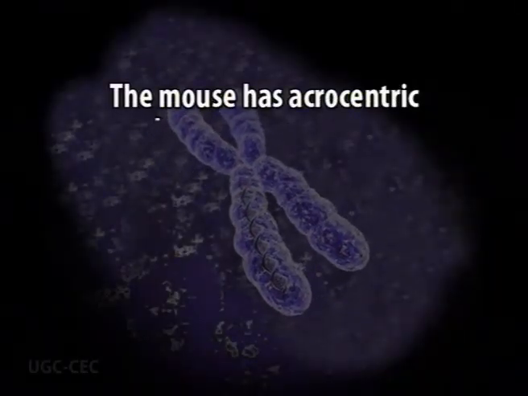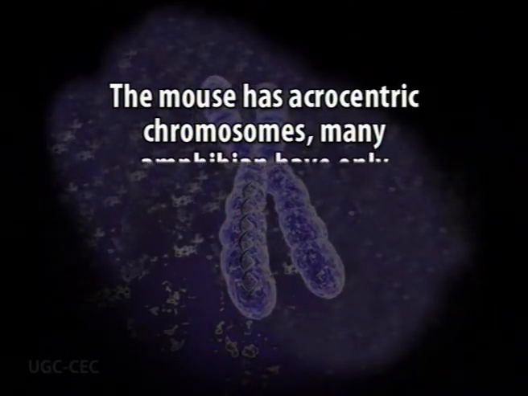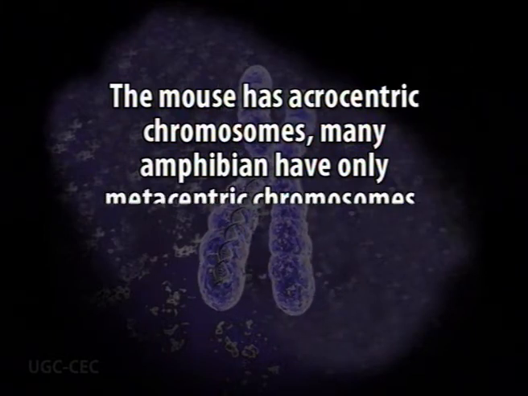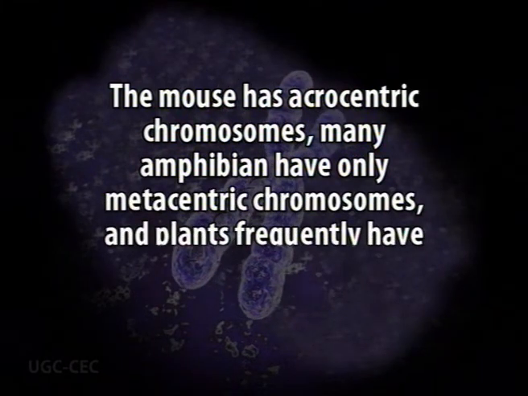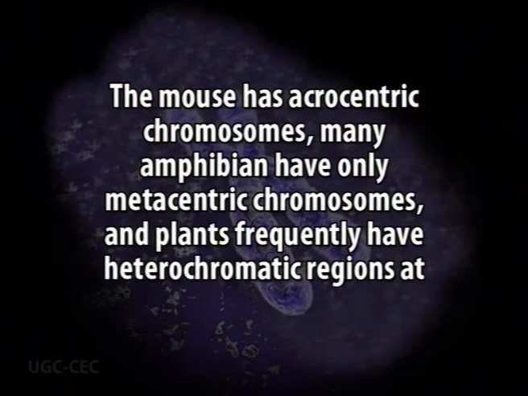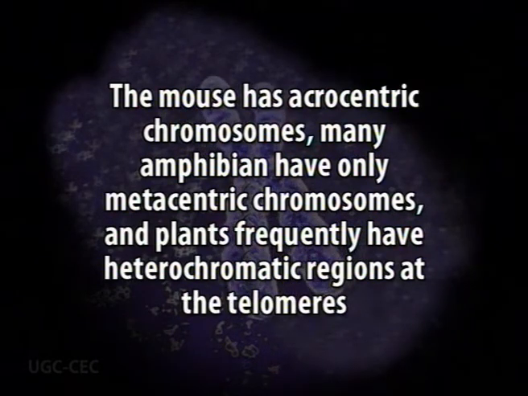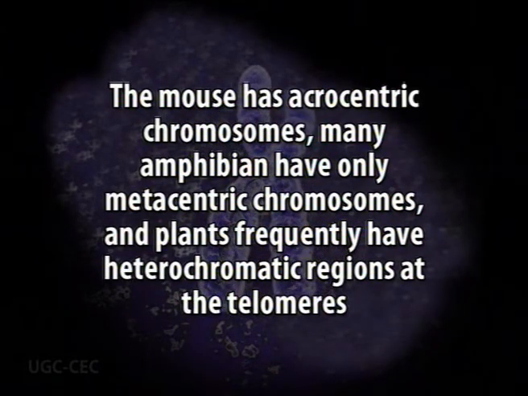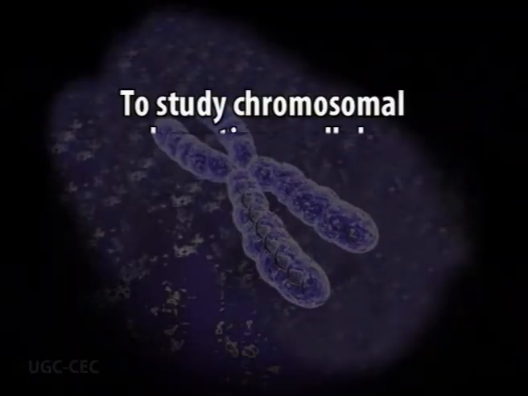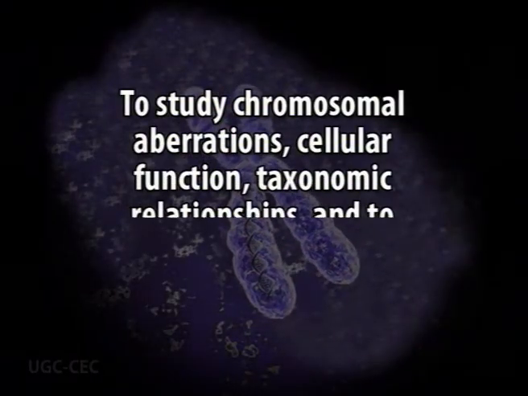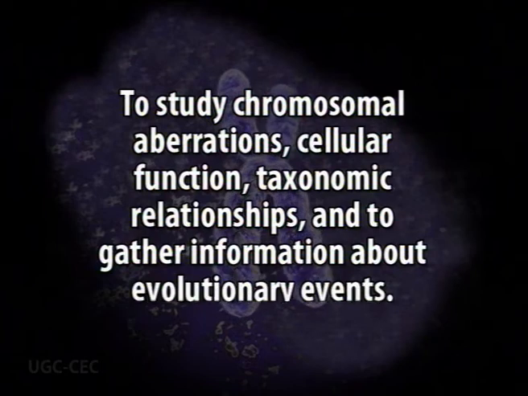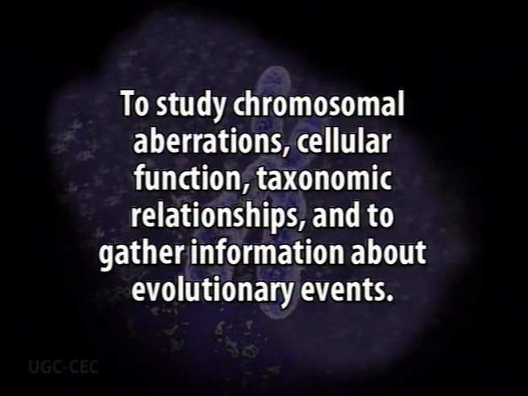Some species may have special characteristics. For example, the mouse has acrocentric chromosomes. Many amphibians have only metacentric chromosomes, and plants frequently have heterochromatic regions at the telomeres. The karyotypes can be used for many purposes, for example, to study chromosomal aberrations, cellular function, taxonomic relationships, and to gather information about evolutionary events.